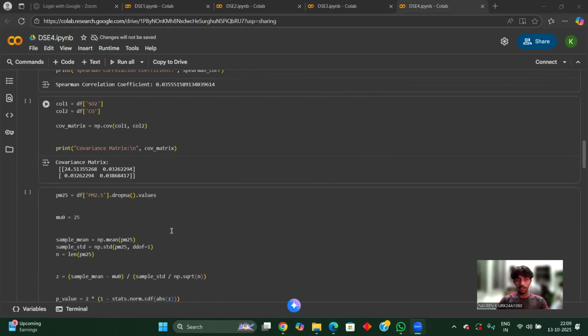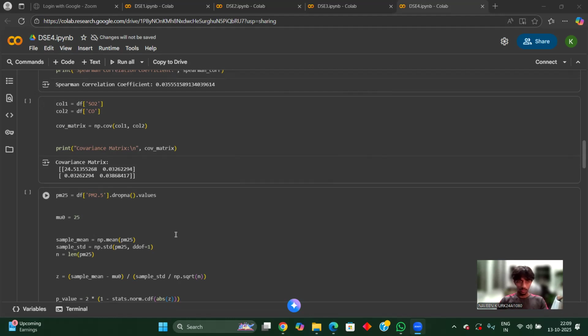And the next one is covariance matrix. Program 6 calculates the covariance matrix between SO2 and CO. Covariance measures how two variables vary together. Using np.cov of column 1, column 2, we get a 2 by 2 matrix showing the variance of each variable and their covariances. Positive covariance suggests that both variables increase together, while a negative value would indicate opposite trends.